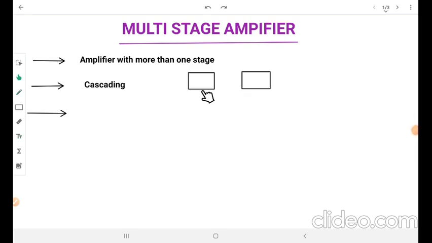Here we can see a two stage amplifier. This is the first stage to which we are applying the input Vi, and from the first stage the output is connected to the input of the second stage. From that we are taking this output. This is a two stage amplifier. This is cascading. Output from one stage is connected to the input of the next stage.